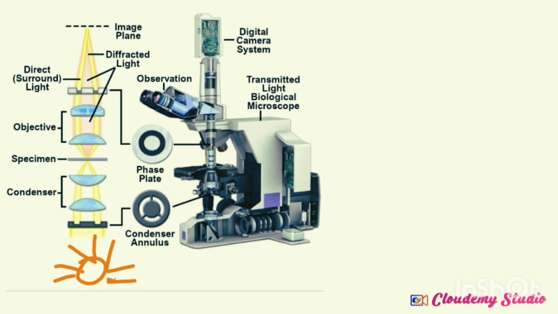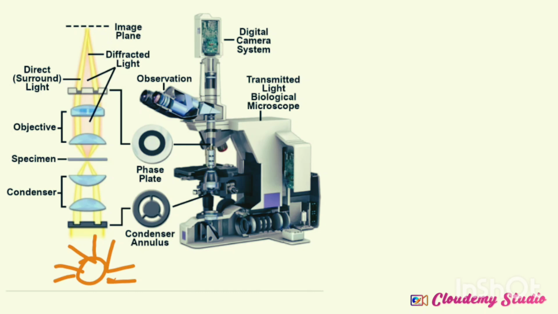Ray diagram of phase contrast microscopy. Here we can see the light source, then condenser lens. Below this condenser lens there is an annular diaphragm, which is also called a condenser annulus. Then here we can see the specimen stage, then objective lens. This objective lens consists of a phase plate, which is also called a diffraction plate, and finally we see the image plane. So here the image is observed through the eyepiece lens.